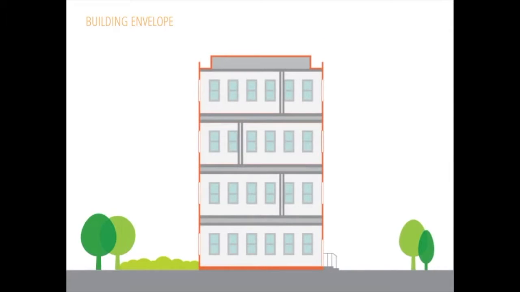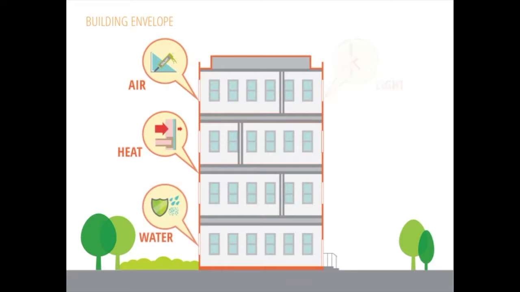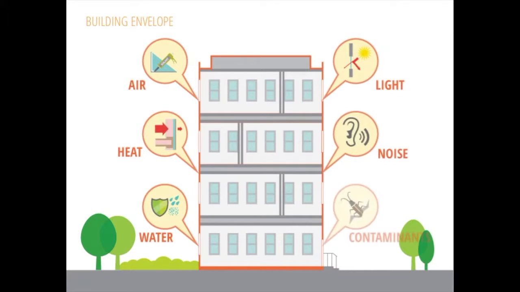A building envelope is the physical separation between the interior and the exterior environments of a building. A building envelope restricts the transfer of air, heat, water, light, noise, and contaminants.